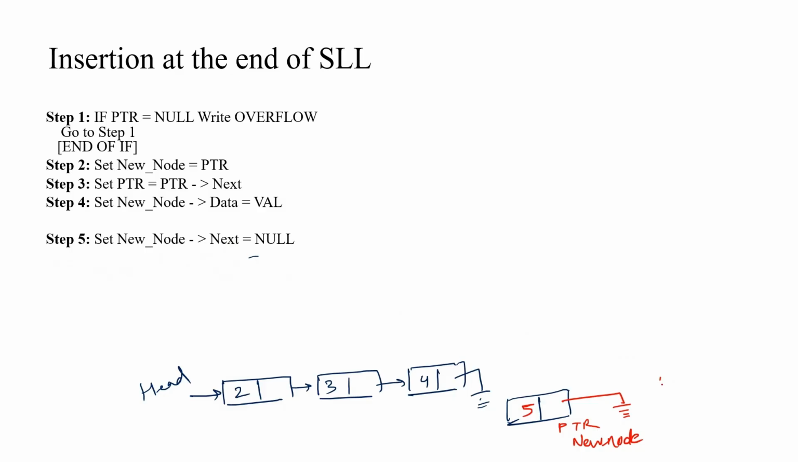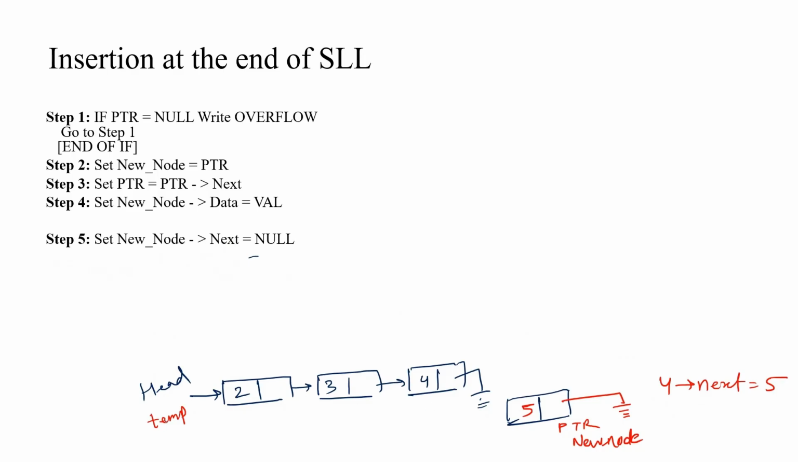Now we have to connect 4 with 5. We can say 4 to next is equal to 5. But the name of the 4 we don't know. So we have to give some name to the 4. So what I will do, I will bring the temporary variable to the fourth position or fourth node.